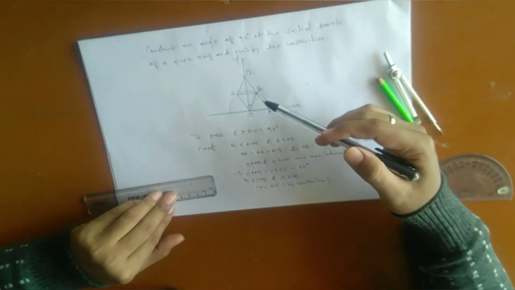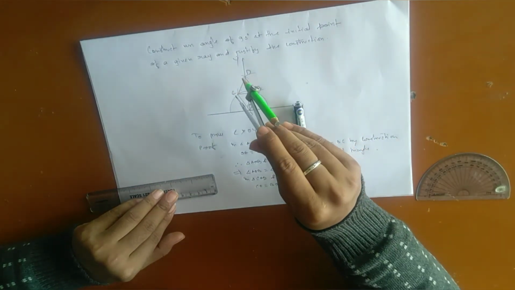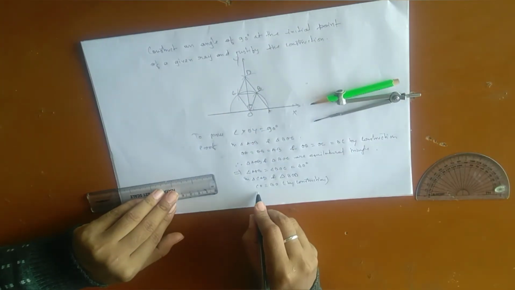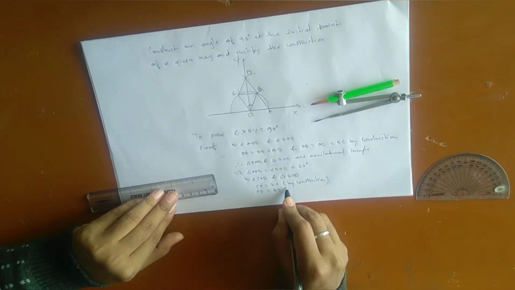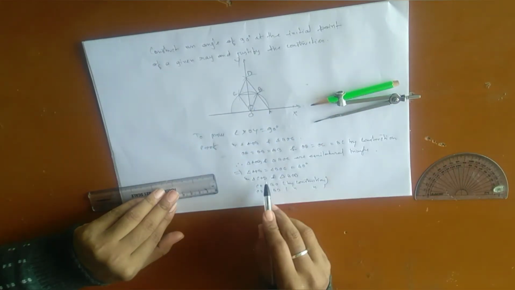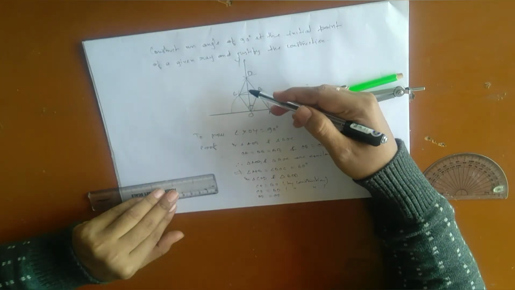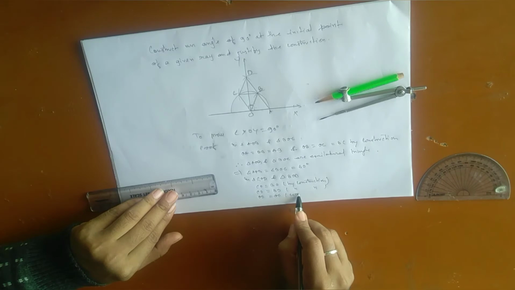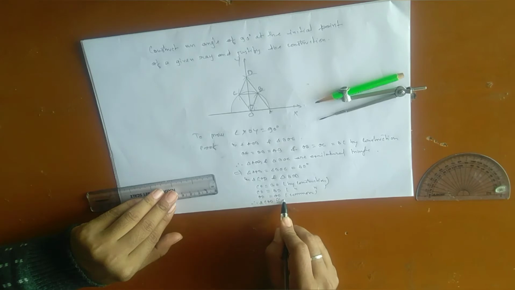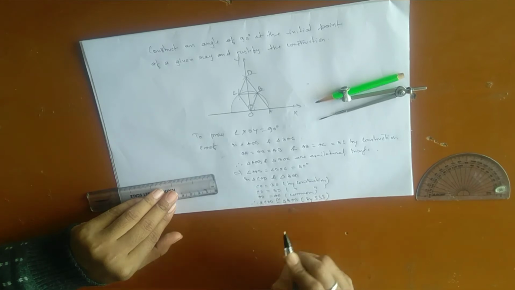Next, you can see that CD equals BD. This is also by construction. And the third one, OD equals OD, meaning it is common to both. Therefore we can say that triangle COD is congruent to triangle BOD by the SSS criteria.